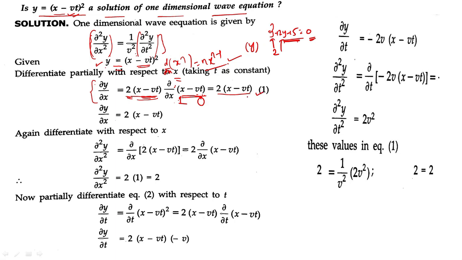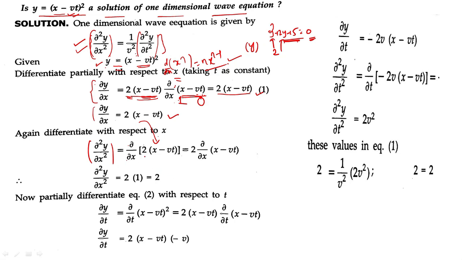Take this as equation 1. So del y by del x equal to 2 into x minus vt. Again differentiating with respect to x, because you have to differentiate 2 times, as per the wave equation the left side part is del square y by del x square. So again differentiating, del square y by del x square equal to del by del x of this factor.